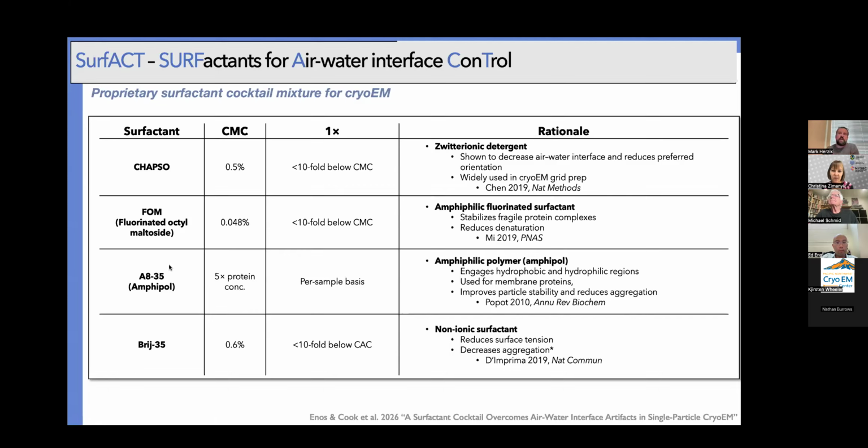A caveat there is that we do know of at least one specimen where specifically the amphipol has destabilized it. And we also know that there are other examples of CHAPSO stabilizing proteins, but they bind to the exterior.